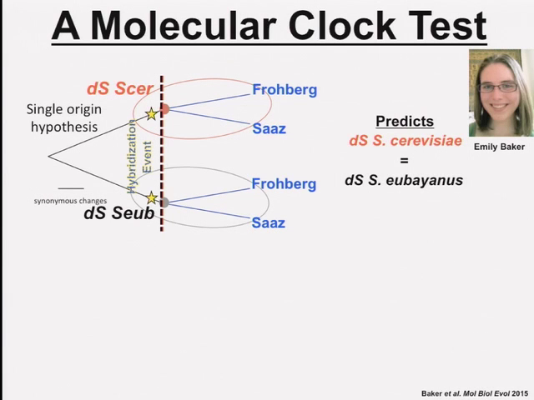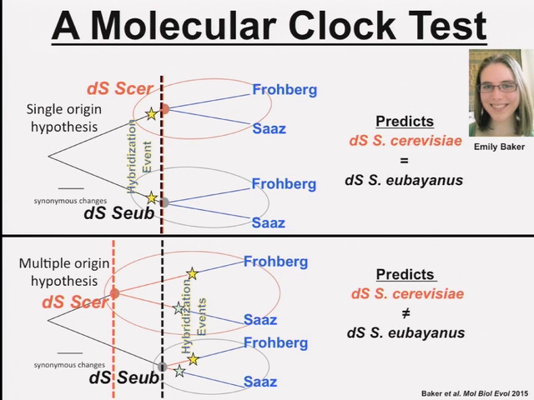And so a student of mine, Emily Baker, came up with this test and reasoned that, well, if we look at the neutral site divergence, synonymous site divergence in Saccharomyces cerevisiae, and if we hypothesize that there was a single hybridization event, then that means it would have occurred before those 2 lineages started to diverge. And once those 2 genomes are in the same nucleus, they should start to accumulate changes at the same rate. Now, if instead there were multiple hybridization events going on, you could actually have a situation where one of the genomes had begun to diverge earlier than the other one, and if you look at the synonymous site divergence, it's not going to line up.